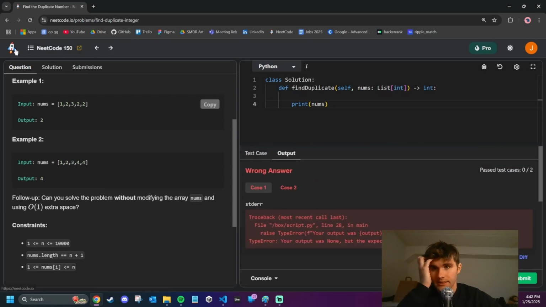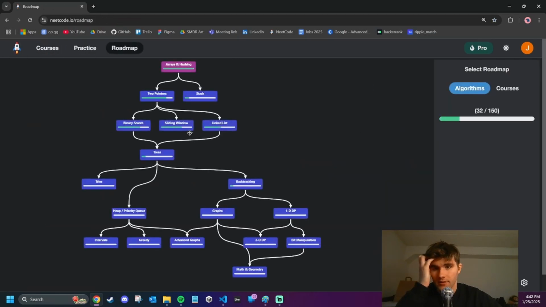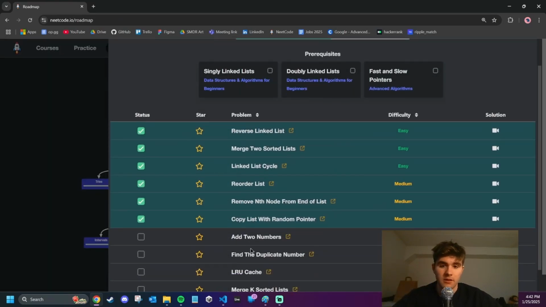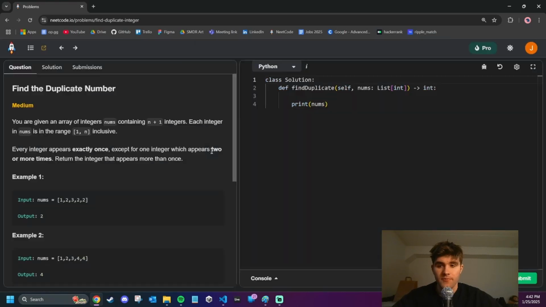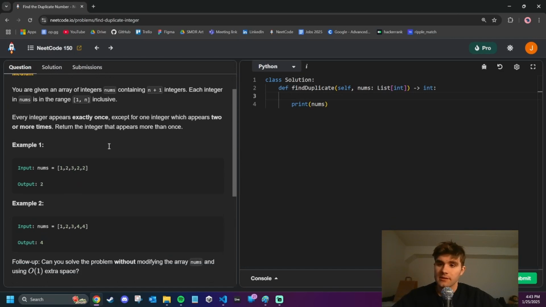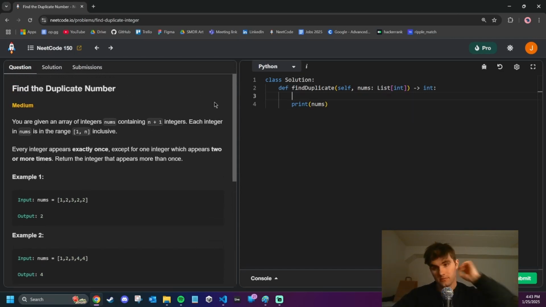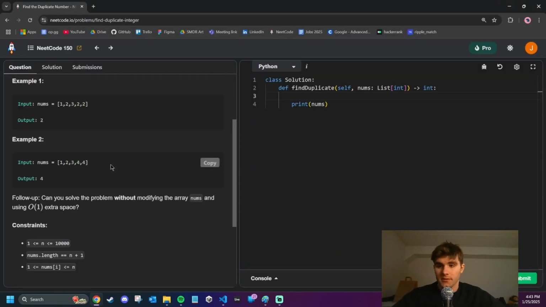And this is under linked lists, so I'm wondering, do we have to create a linked list? Find the duplicate number, linked list, find the duplicate number. Am I supposed to create a linked list? It's under the linked list category for me, which is a little confusing.